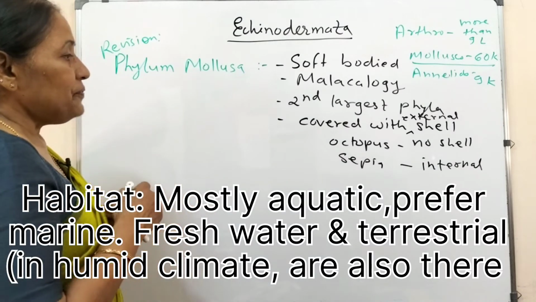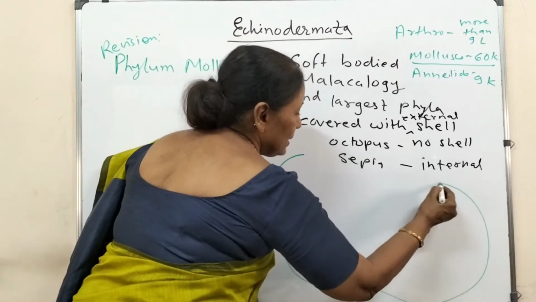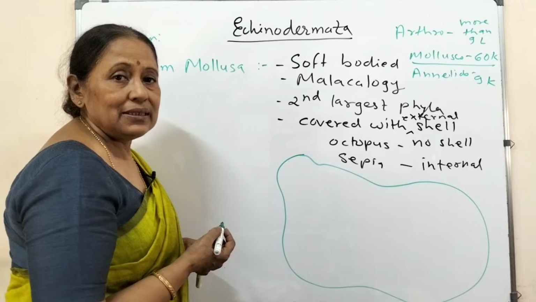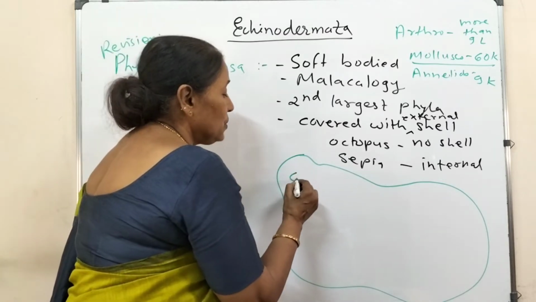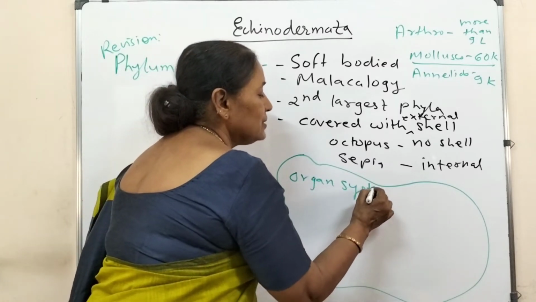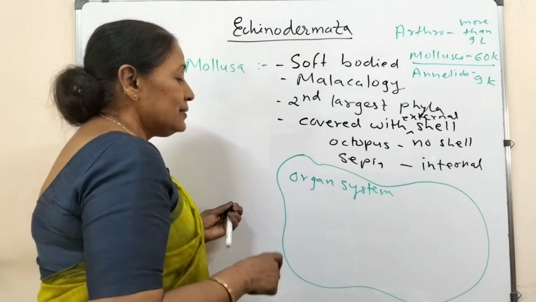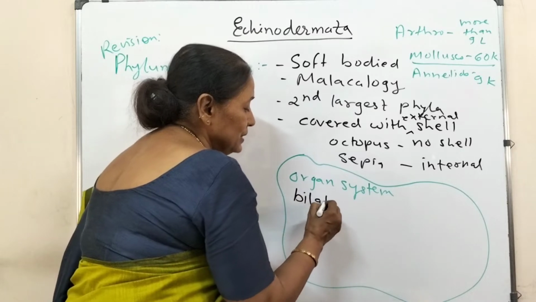Then we take the different characters which we discussed on the basis of classification. That means the level of organization, that is organ system level. Organ system was started full-fledged with Aschelminthes. Then their symmetry. They have bilateral symmetry.